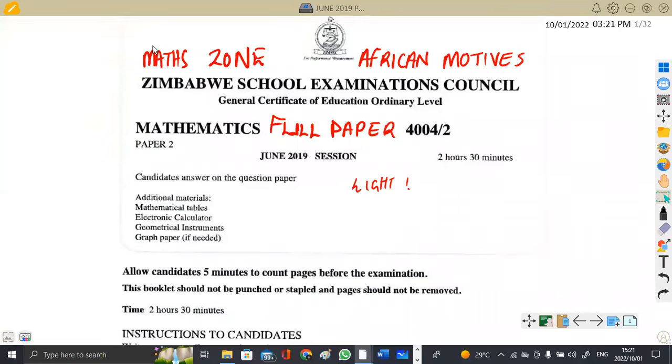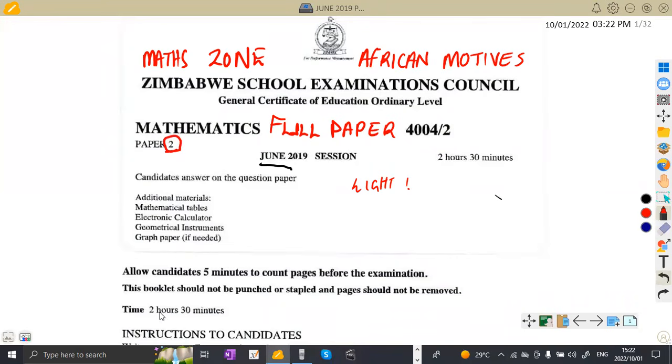On African motifs, still working on O-level mathematics. So in this platform, we just want to focus on these questions so that we see how we're supposed to answer this part of June 2019 paper 2. We shall try by all means to simplify each and every part in accordance to what you are supposed to be having in your syllabus.